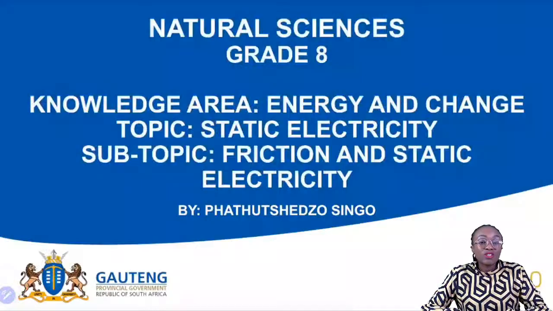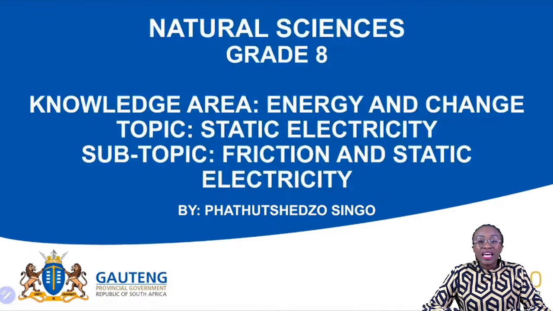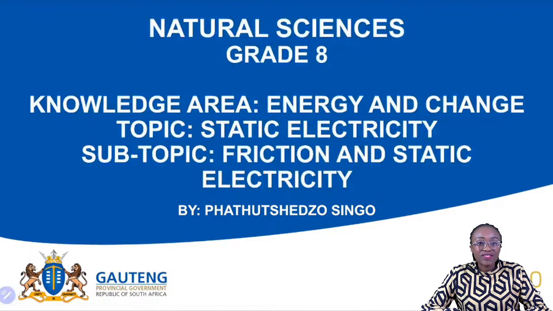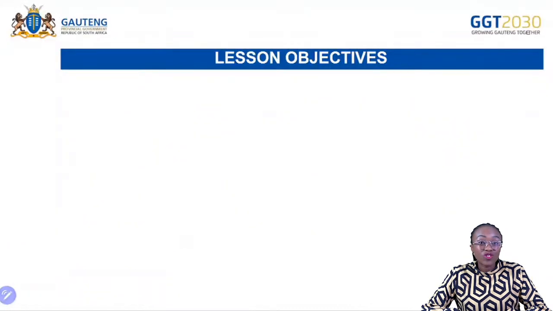In today's lesson, we are going to be learning under the knowledge area, energy and change. The topic is static electricity, and the subtopic, which is our main area of focus in today's lesson, is friction and static electricity. Now, let's go through the lesson objectives and find out our goals for today's lesson.